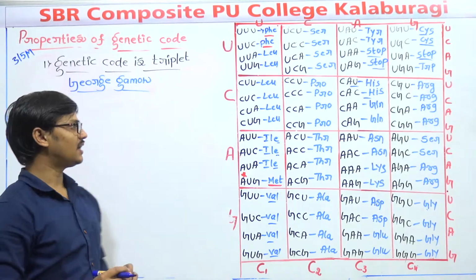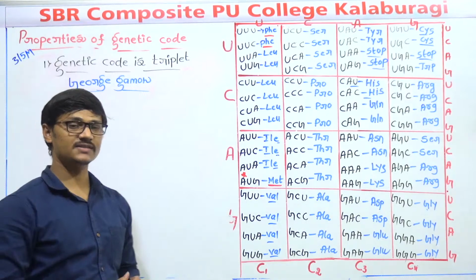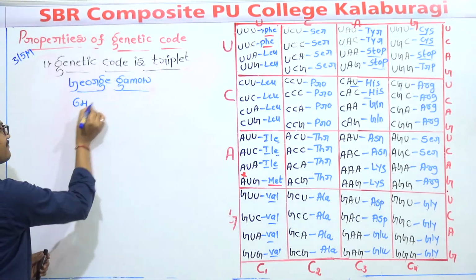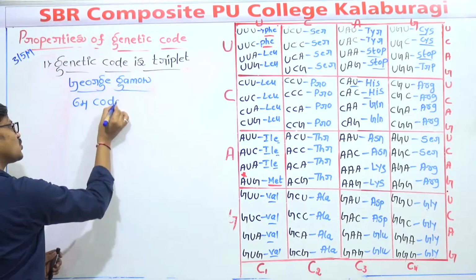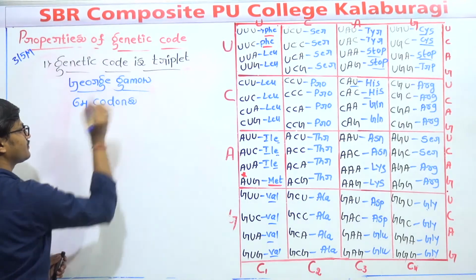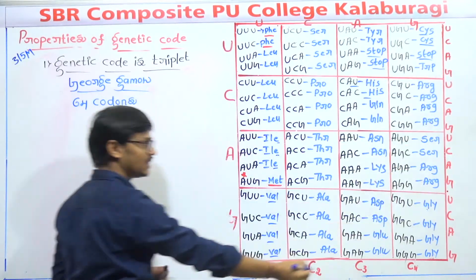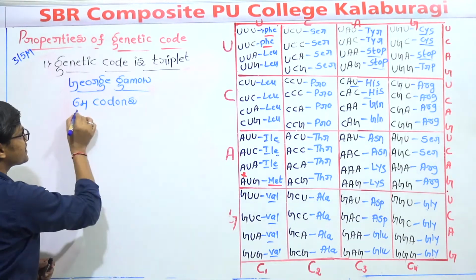Okay, and in the last class I said that totally how many codons are there? 64 codons. So if you want, you can count here in this table. You can count. You get 64 codons.